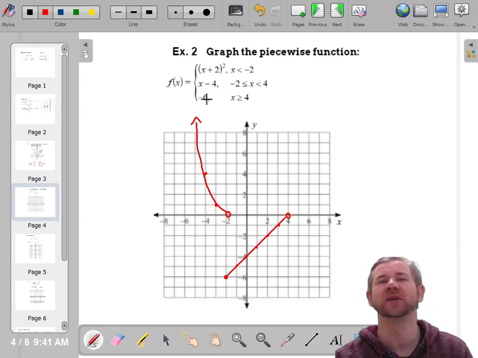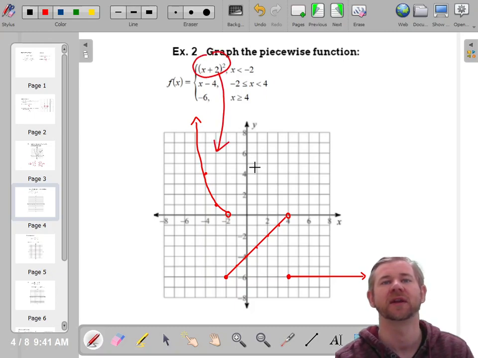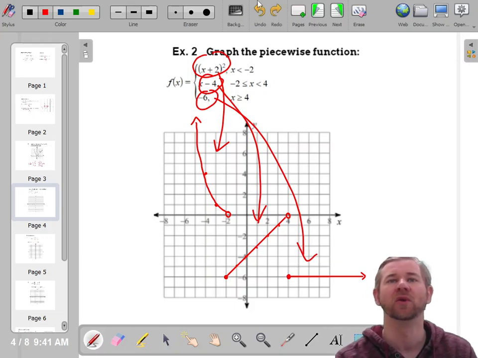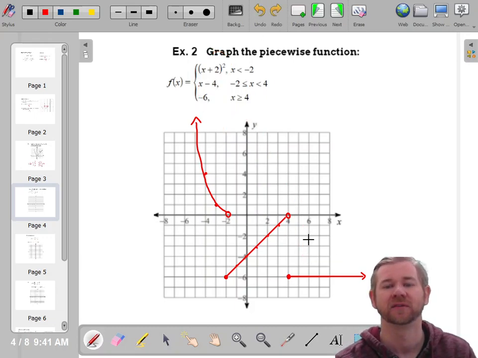And the last one is a horizontal line, y equals -6, but we don't start until 4, so it's like this. And since it is greater than or equal to, we're going to put a closed circle on the end. So there's 3 pieces. You've got a quadratic, that's right here. You've got a line, that's right here. And then you've got another line, that's right here. But we only use them on the indicated intervals.